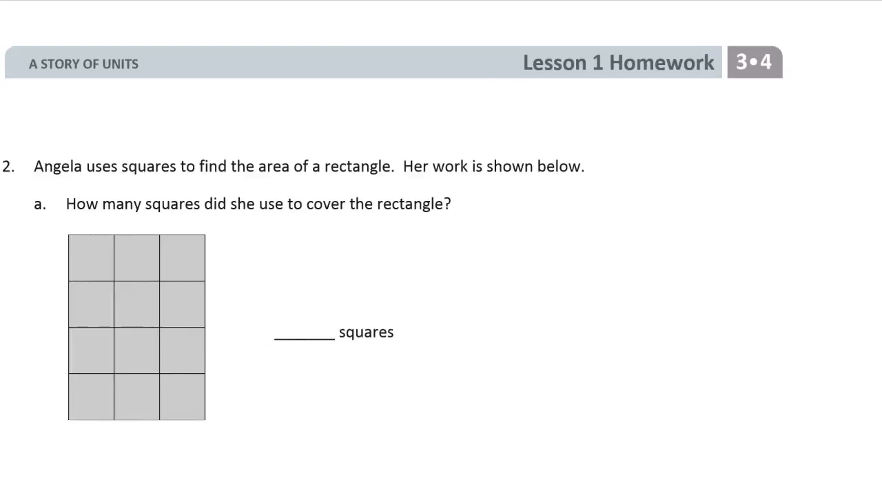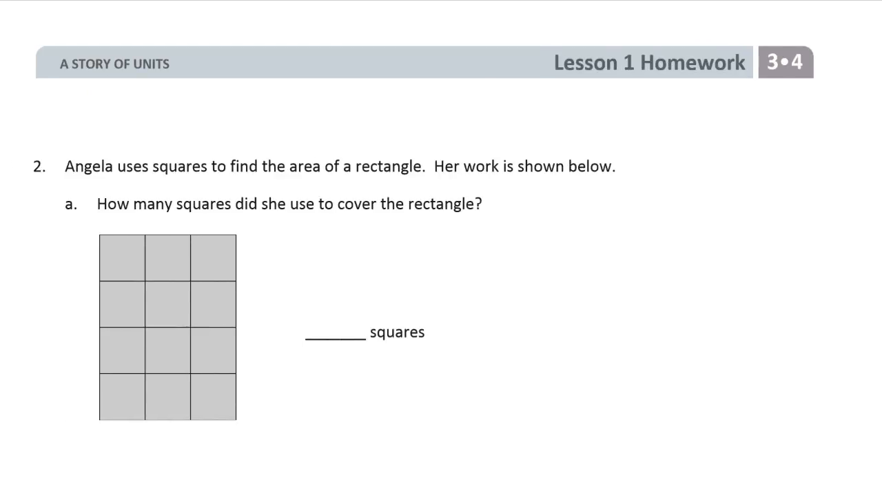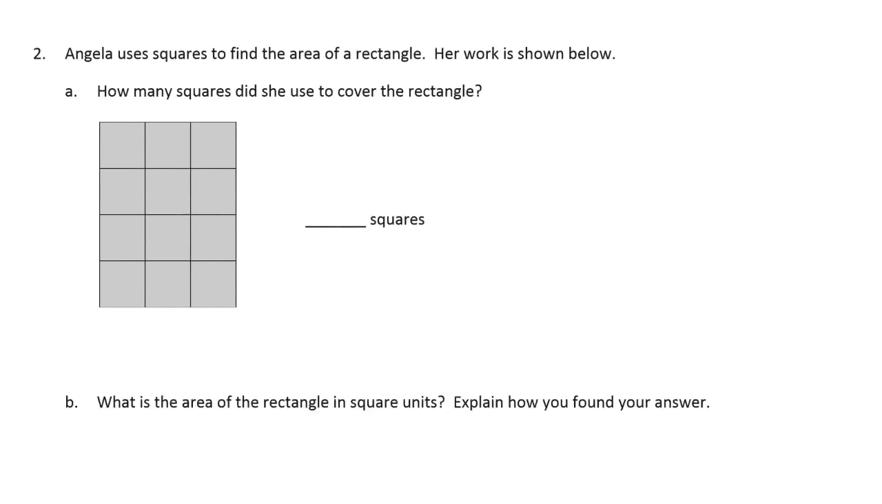All right, let me shift this over so you can see it. Angela uses squares to find the area of a rectangle. Her work is shown below. How many squares did she use to cover the rectangle? 1, 2, 3, 4, 5, 6, 7, 8, 9, 10, 11, 12. You can just count them, 12 squares.